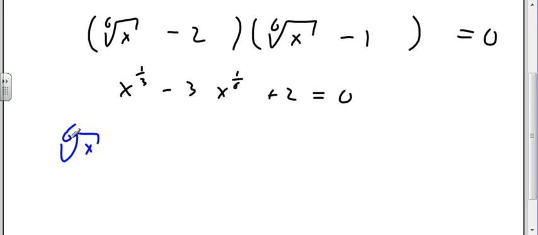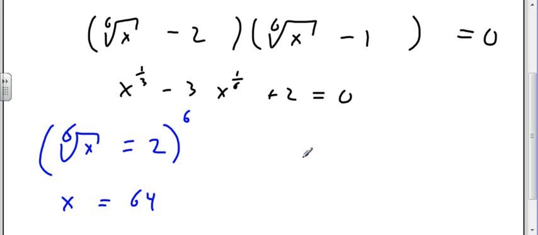The 6th root of x is equal to 2. Okay, so I'm going to raise this to the 6th power, and I'm going to say x is equal to 2 to the 6. That's 64, right? Okay, and on the other side, I have the 6th root of x is equal to 1. So that sort of means x is 1.